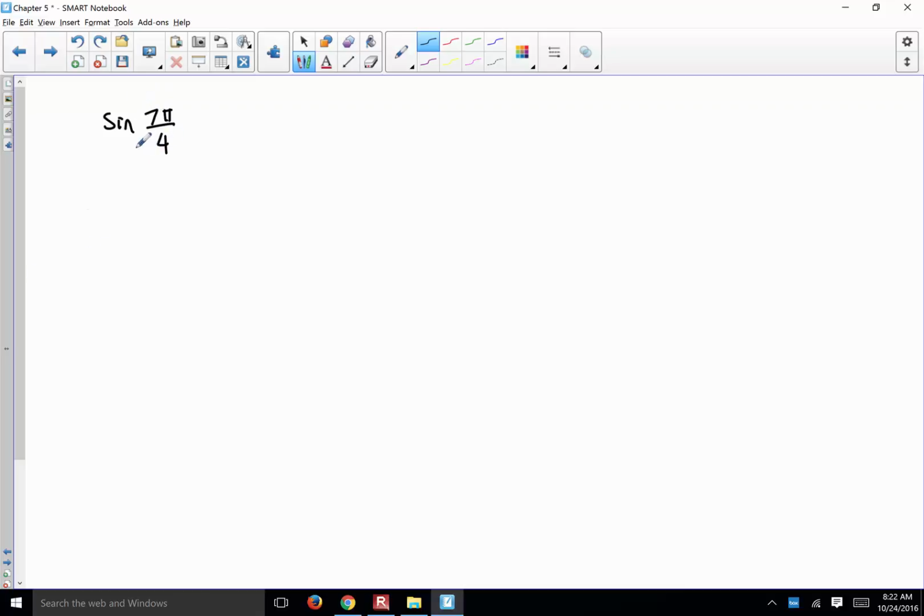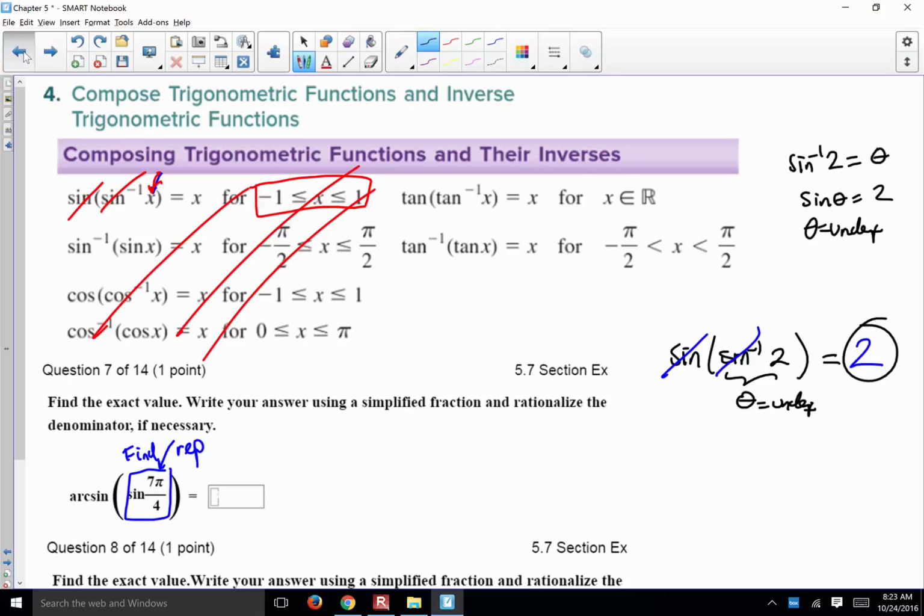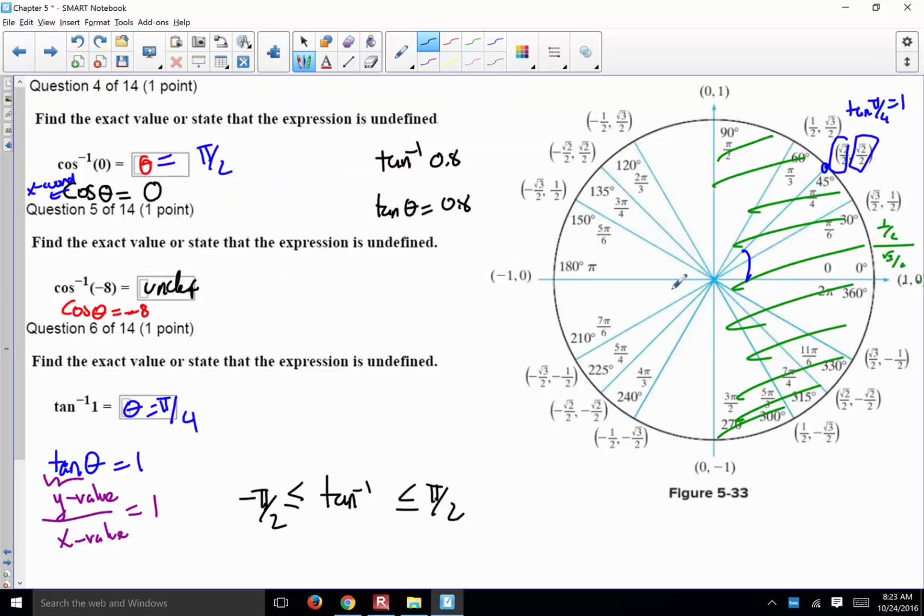Well, where is the 7 pi over 4? This is negative pi over 4. Or from the wheel, 7 pi over 4 is this guy, right? So which one is it? This angle.